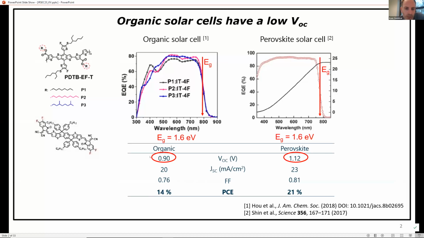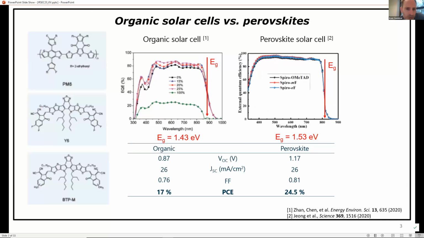But the main reason why the efficiency of the organic solar cell is lower is because the open circuit voltage is a lot lower than the perovskite solar cell. For the same optical gap, the organic solar cell loses 0.7 eV, while the perovskite at the time lost 0.5 eV. So the situation has improved or changed a bit.